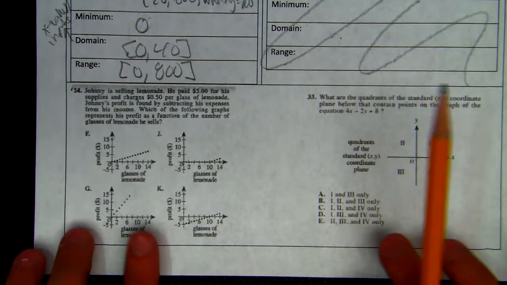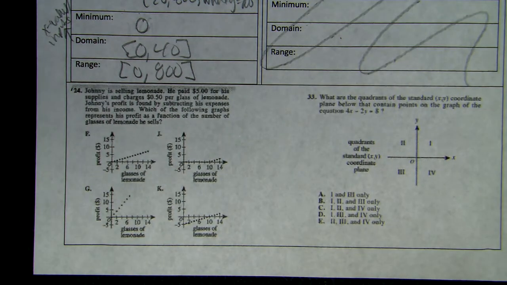Moving on here, we have our 2 ACT problems. The first one's an econ problem, so I'm super excited. So Johnny is selling lemonade. He paid $5 for his supplies and charges 50 cents per glass of lemonade. Johnny's profit is found by subtracting his expenses from his income. Which of the following graphs represents his profit as a function of the number of glasses of lemonade he sells? I literally think this was in my Econ 101 textbook, so welcome to college, guys.